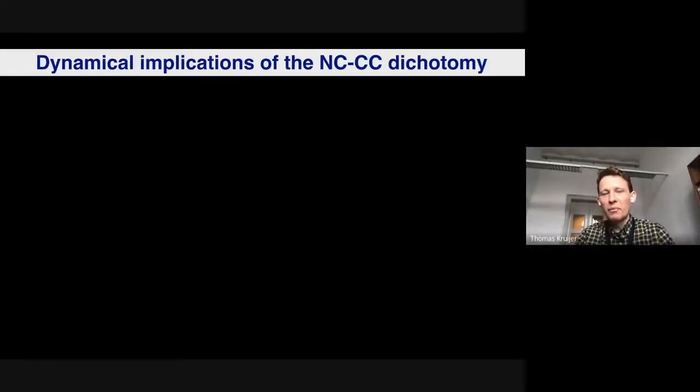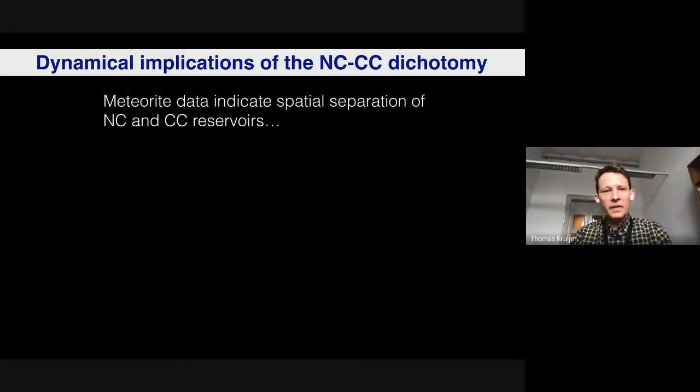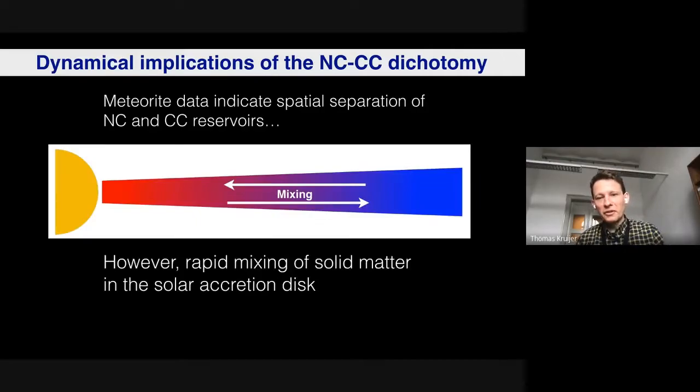Now, obviously, there are some important dynamical implications of this, and this is what I would like to discuss here. The meteorite data indicate the spatial separation of these reservoirs, but this is something that is not easily accomplished. This is because the protoplanetary disk was characterized by very rapid mixing, both inward and outward mixing of small dust grains. And this mixing would have occurred on much faster timescales than this period of several million years. So you need something that locks in these different reservoirs for an extended period of time.